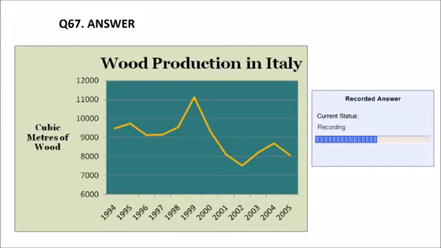From year 1999 to 2002, there was a dramatic drop in the production. The production ended in year 2005 with 8,000 cubic meters of wood. In conclusion, there was an overall decline in the quantity of wood produced in Italy.